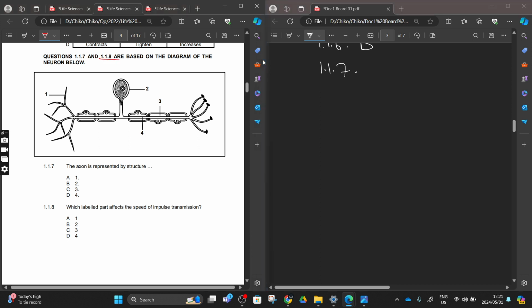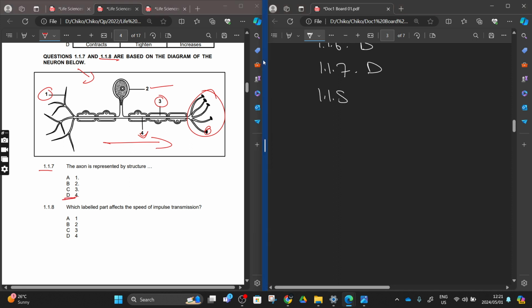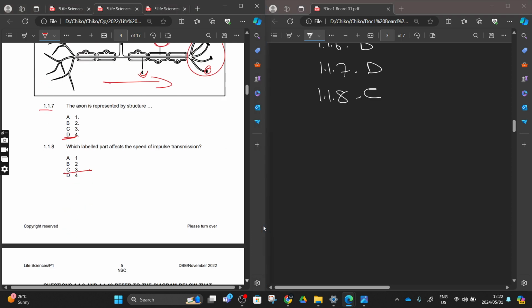Then we come to this, 1.1.7 and 1.1.8, they are related to this. Which type of neuron is this? Sensory neuron, right? You can decode this question. Yes, we have our cell body, our axon, our myelin sheath, our dendrites, the impulse direction, our terminal, and then our axon synaptic knob. Then 1.1.7, the axon is represented by structure 4, number D there, right? 1.1.8, which labelled part affects the speed of the impulse? Myelin sheath, number 3, number C there. You see? So we move on.